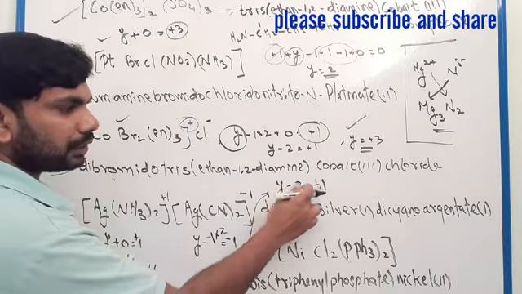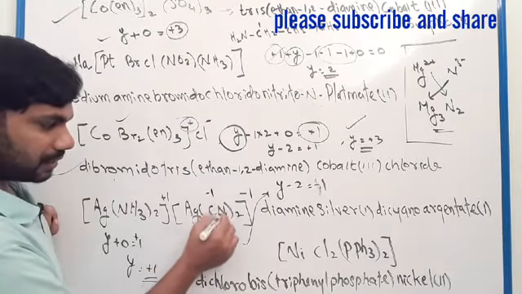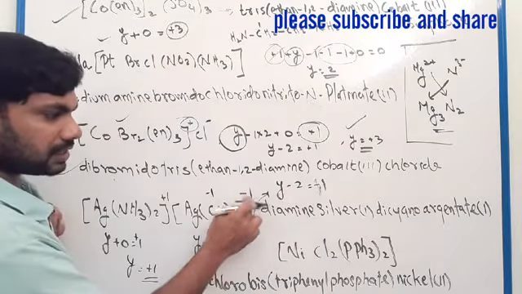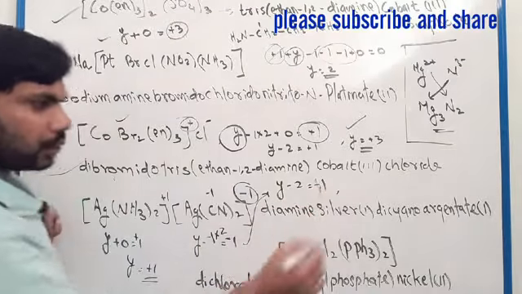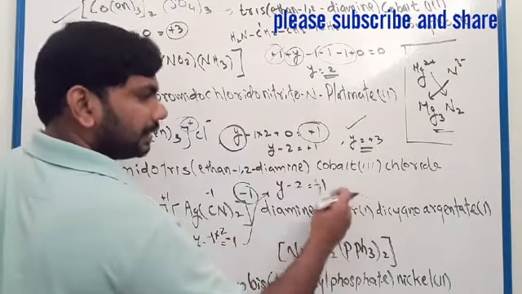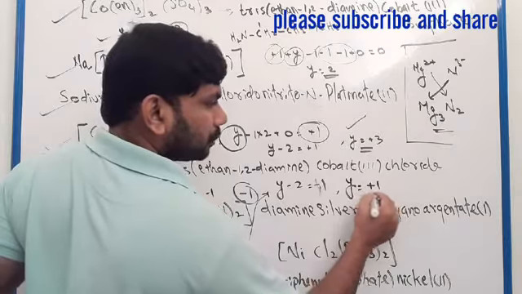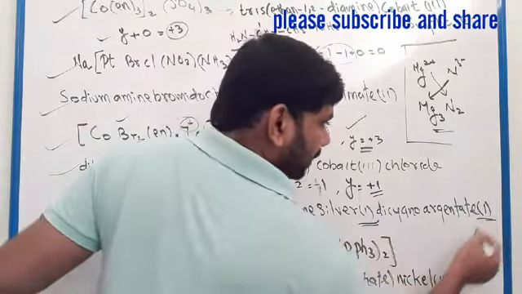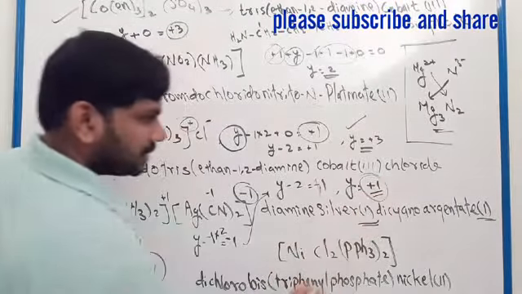Y minus 2 equals minus 1. Y minus 2, here CN is minus 1. 2 times minus 1 is minus 2. Here it is minus 1. That's why it equals minus 1. So when you solve this, when you bring minus 2 to the right-hand side, it will be plus 2. So you will get y equal to plus 1. That's why in both cases, silver gets the plus 1 oxidation state.